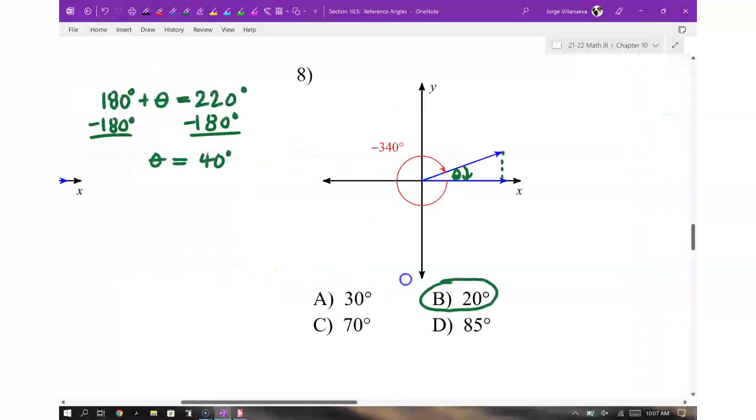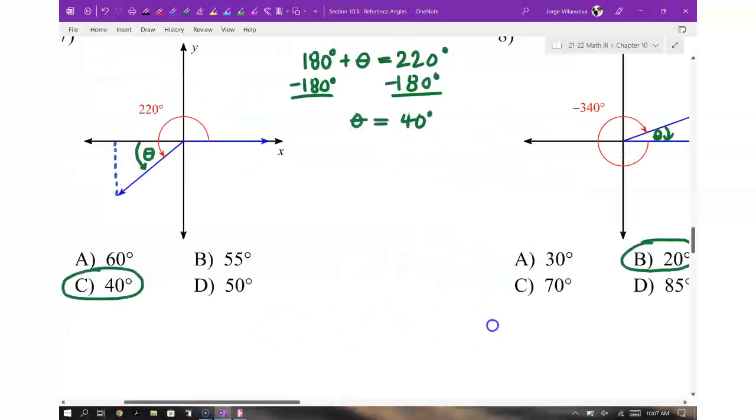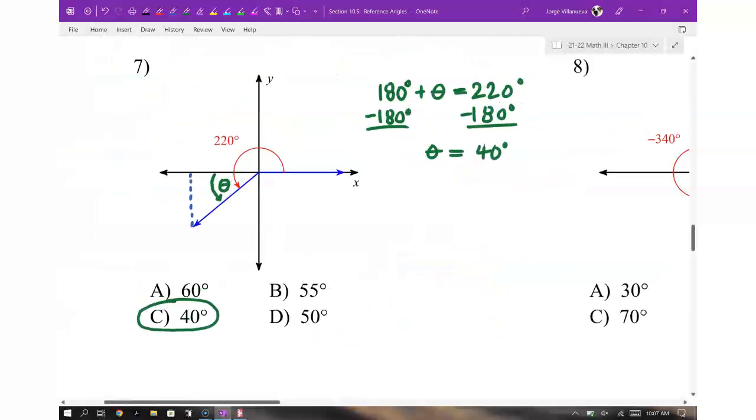If you look at number 7, right? I'm referencing this part, quadrant 3 over here. Okay? I'm using this to reference. So I'm just looking at that little piece right there.